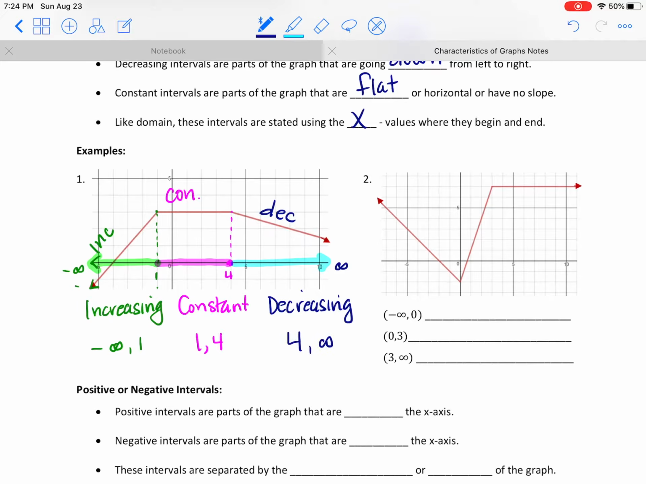Now we talked about parentheses and brackets in our last lesson when we were dealing with whether to include or exclude values.